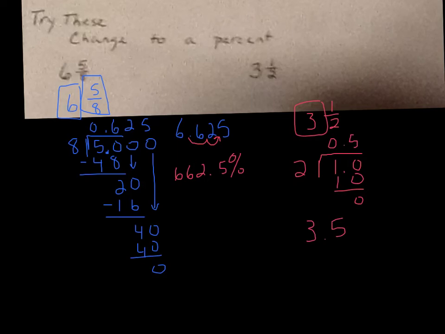Now to change it to a percent, we have to move that 2 times to the right, and we have to add a 0 in there. And so we end up with 350%. Okay, so those are your two steps to change fractions to percents. You change the fraction into a decimal by dividing, and then you move the decimal 2 times to the right to change it into a percent. Okay, that's all there is to this, so make sure you go ahead and give that a shot and get yourself lots of practice.